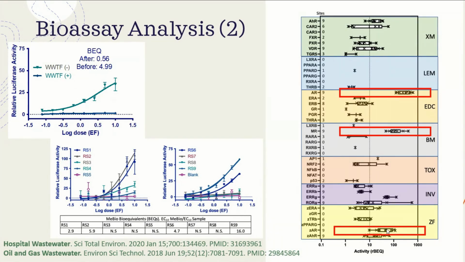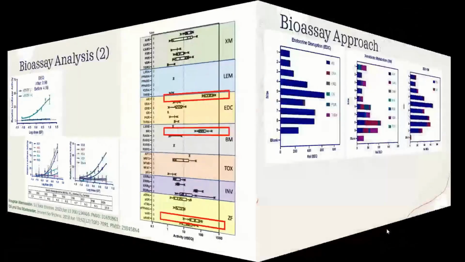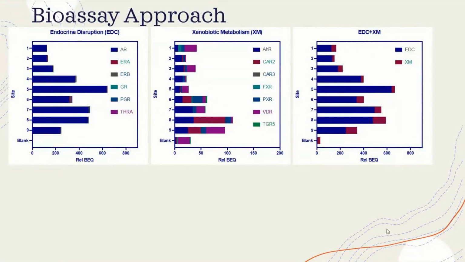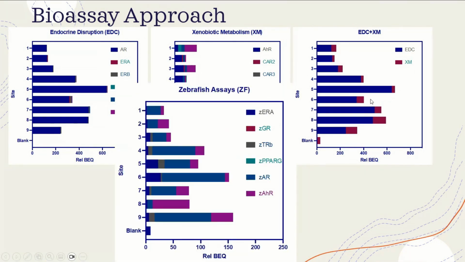And we can see here that we have significant activity. Okay, so we've opened up things. Same way that we use the ear, we can now look at effects on different pathways like endocrine disruption, metabolic pathways, simply by adding up the BEQs for each of the different receptors. So here is an example of endocrine disruption, all of the different androgen receptors by site.